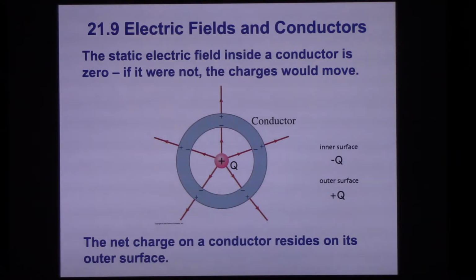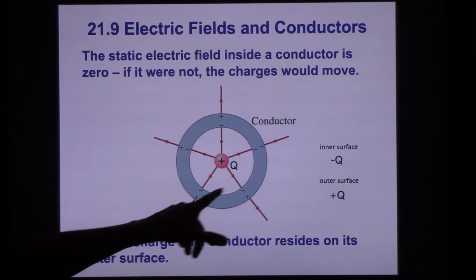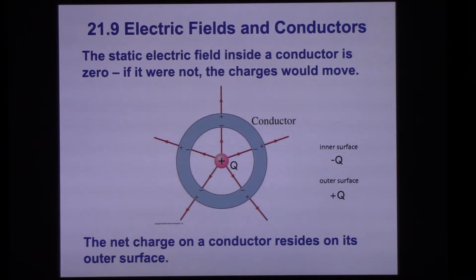So conductors are moving targets for sure, in that I can't take charges and tell them how to stay. The charges in a conductor will rearrange themselves until the electric field goes to zero, and then they'll stop rearranging themselves, and the electric field will remain zero. So I can temporarily create an electric field inside a conductor, but very quickly the electrons will respond to that.